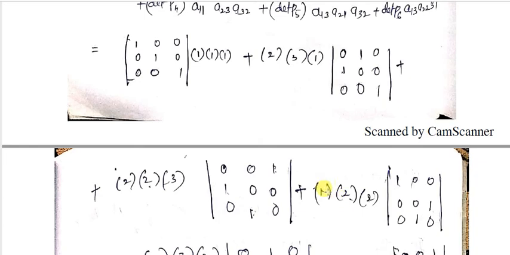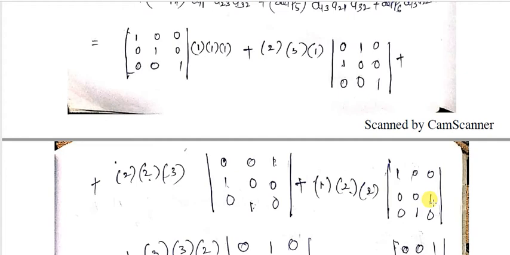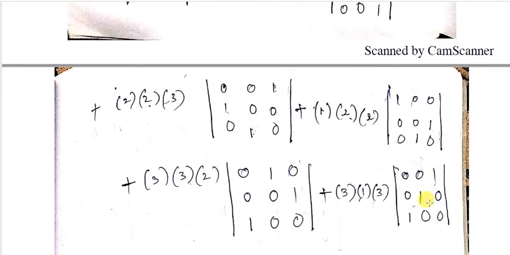Plus coefficients into determinant of P4. So P4, permutation matrix 4, takes the column order 1, 3, 2. You can check. Plus elements of A times P5. P5 takes the column order 3, 1, 2. Plus the last entry, that is coefficient elements of A times P6. So here P6 takes the column order 3, 2, 1.